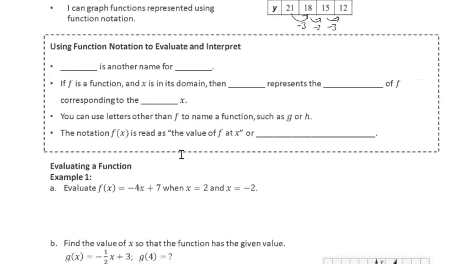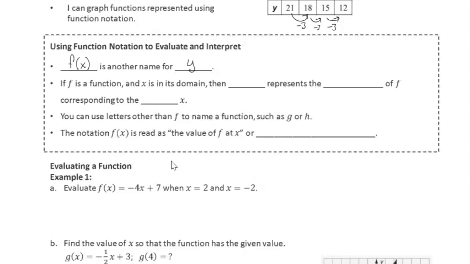Okay, so what we're doing today is we're learning something called function notation. Okay, so function notation looks like this. It's f with parentheses x. All right, how you say that out loud is you say f of x. And it just is another name for y. So instead of y equals, we can say f of x equals.